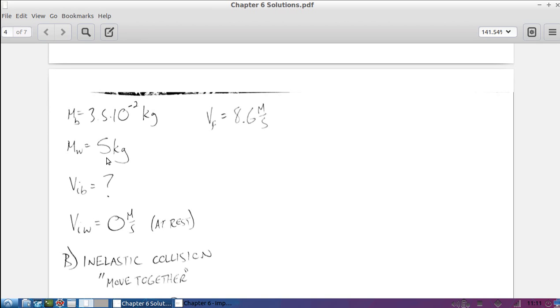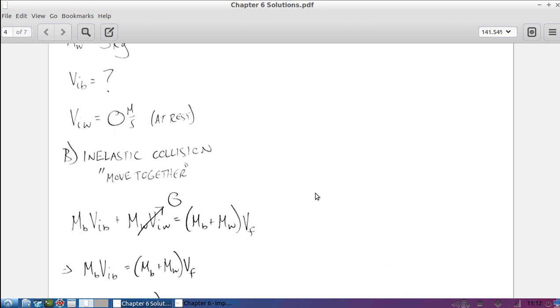Mass of the wood is in kilograms, 5 kilograms. The initial speed of the wood is 0. The wood is at rest. We're looking for the initial speed of the bullet. So B for bullet, W for wood. The final speed of the system, the block-wood system, is 8.6 meters per second. So I'm going to say, to make my life easier, everything's moving in the positive x direction. Right? So I expect a velocity of the bullet to be positive.